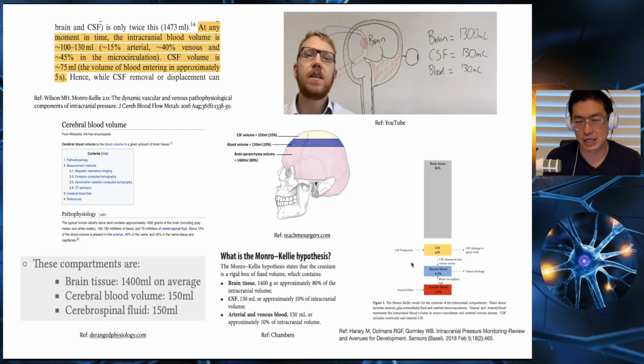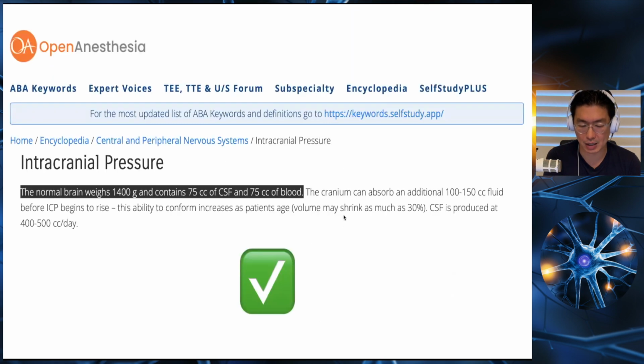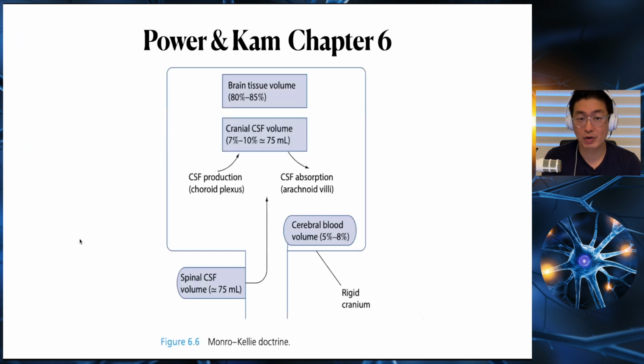Most consultants won't dig any deeper because this actually requires a really deep understanding of the physiology and the maths involved. But I hope you see how there's a lot of discrepancy. And just going back again, there is actually a source which talks about the right values, but I've only seen one so far. This is the one from Power and Cam. So this is figure 6.6.